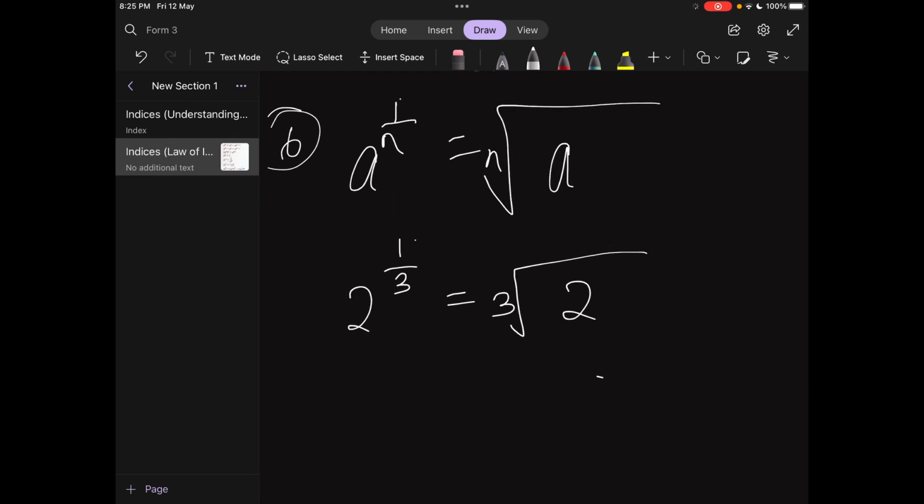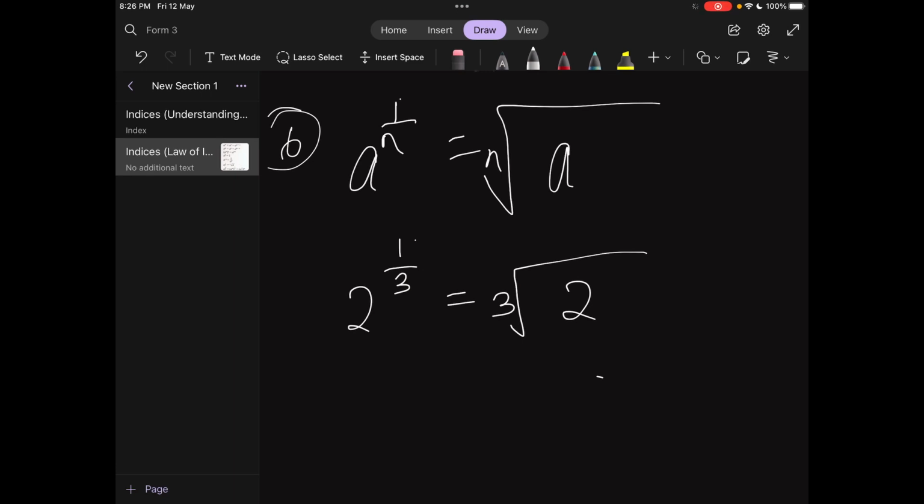So just remember, when it's a positive number, it's just normal. When there is a negative number, it becomes the reciprocal. And when it is a fraction in the power, it becomes the root. It can be square root, cube root, it can be the root of 4, root of 5, and so on. It can be anything. But just remember, when there is just a number, it is going to be normal. When there is a negative symbol, it becomes the reciprocal. And when it's a fraction, it becomes the root.